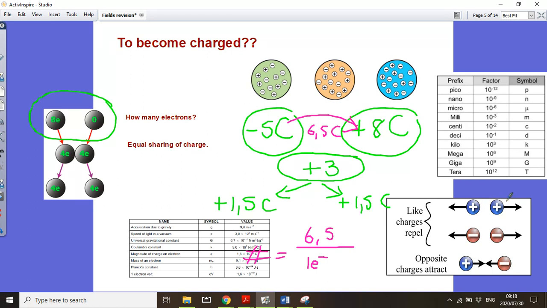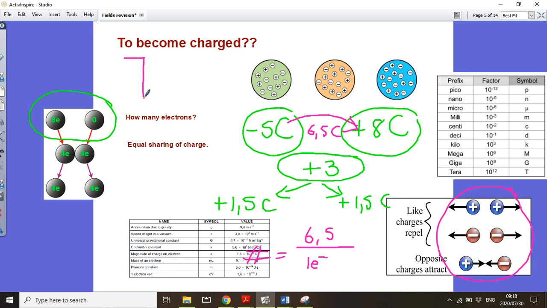Very generally, you need to remember, and we're going to look at that again when we look at forces: positive charges will repel each other, negative charges will repel each other, opposite charges will attract. You've done this since grade 8 or 9, so you should be happy with that. And that's basically the revision of what we have done already.